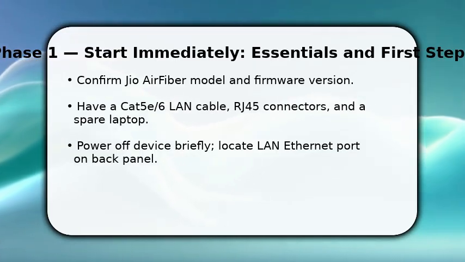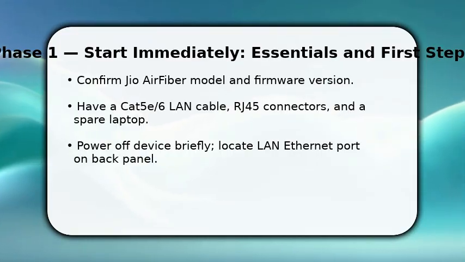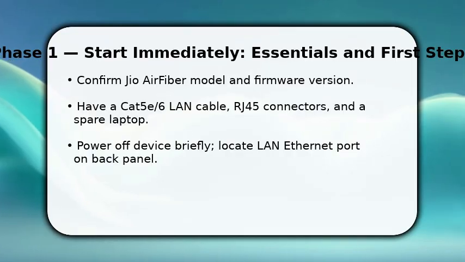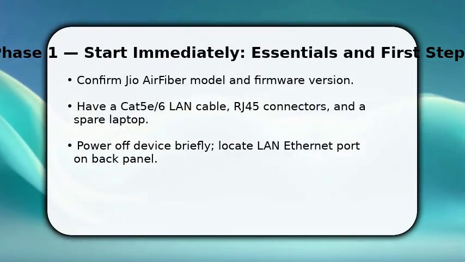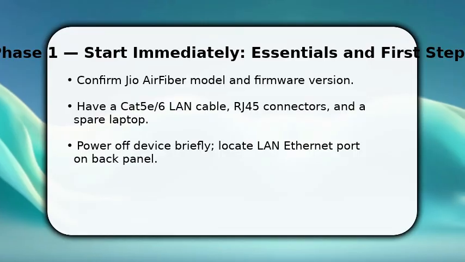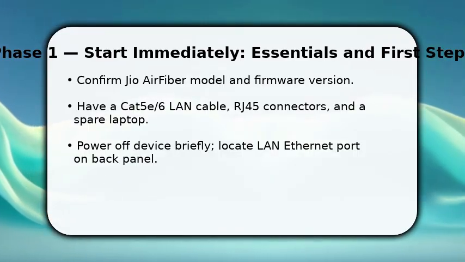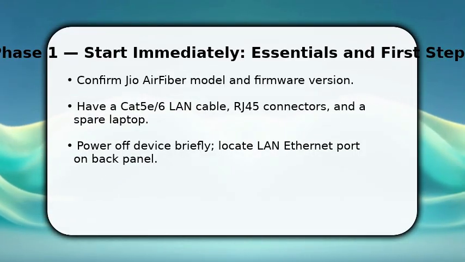Plug one end of a Cat5e or Cat6 LAN cable into the Airfiber LAN port and the other end into your laptop or a switch. Once done, power the Airfiber back on and wait for status lights to become steady. This ensures the physical link is established before you touch software settings or IP assignments.